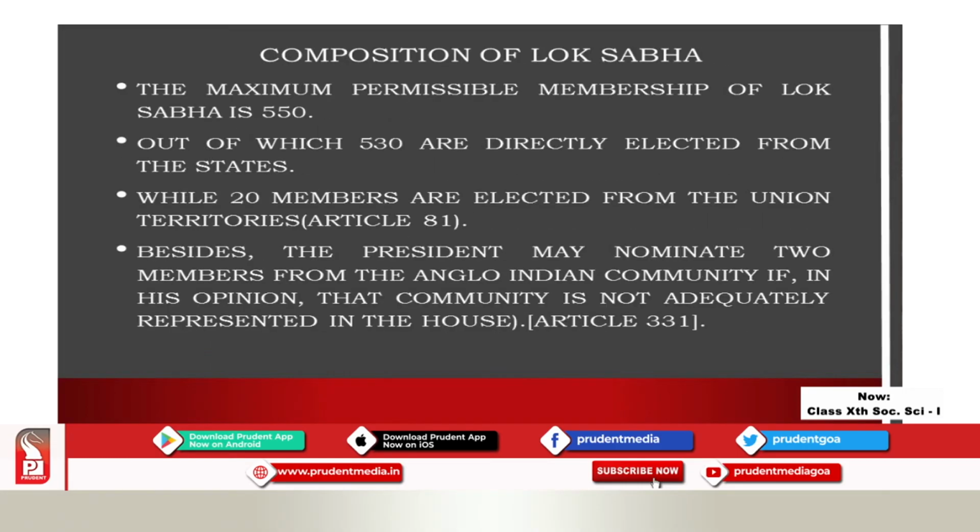Now, what is the composition of Lok Sabha? The maximum permissible membership of Lok Sabha is 550, so it cannot exceed 550. Only 2 members are added, in case the Anglo-Indian community is not represented. Out of this 550, 530 members are directly elected from the states. 20 members are elected from the union territories. And besides this, the President can nominate 2 members from the Anglo-Indian community if he thinks that they are not adequately represented.